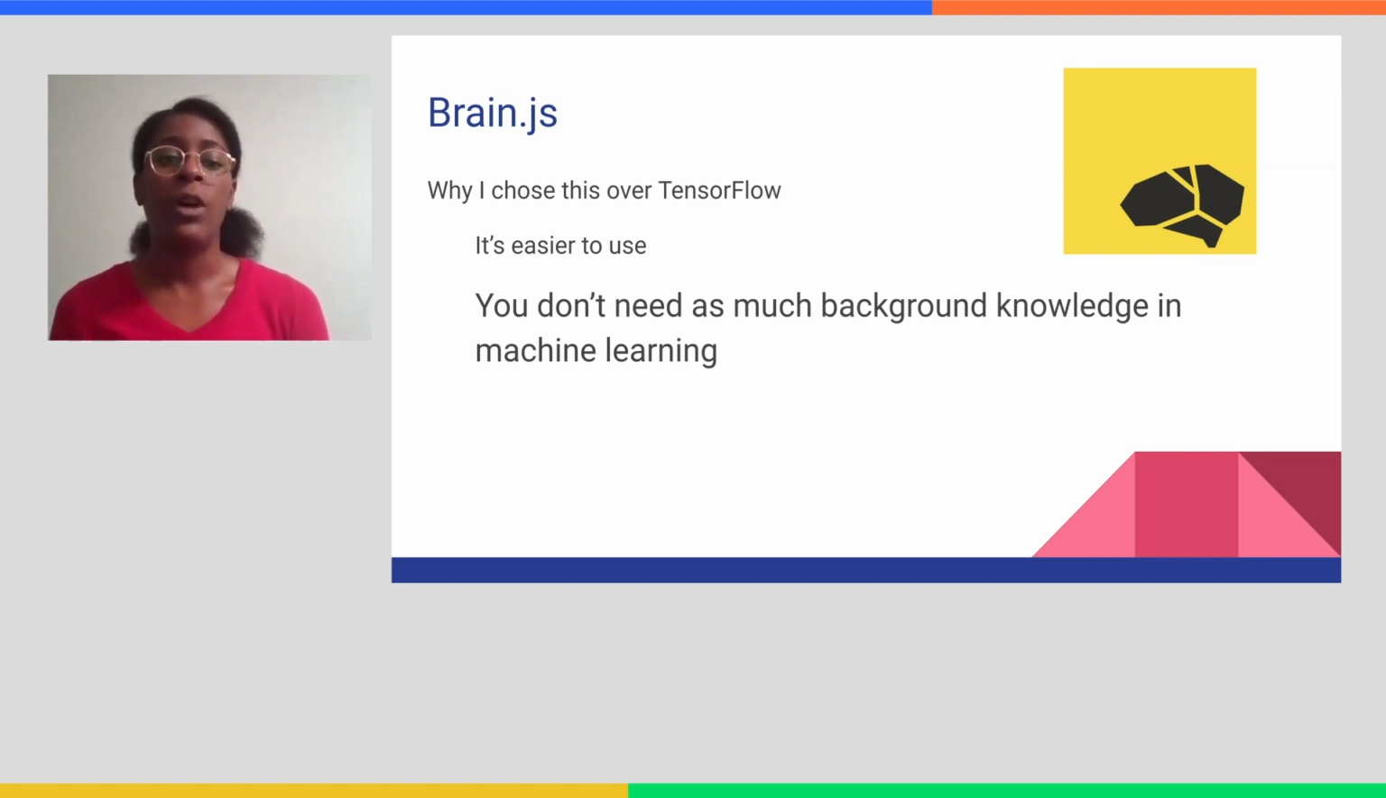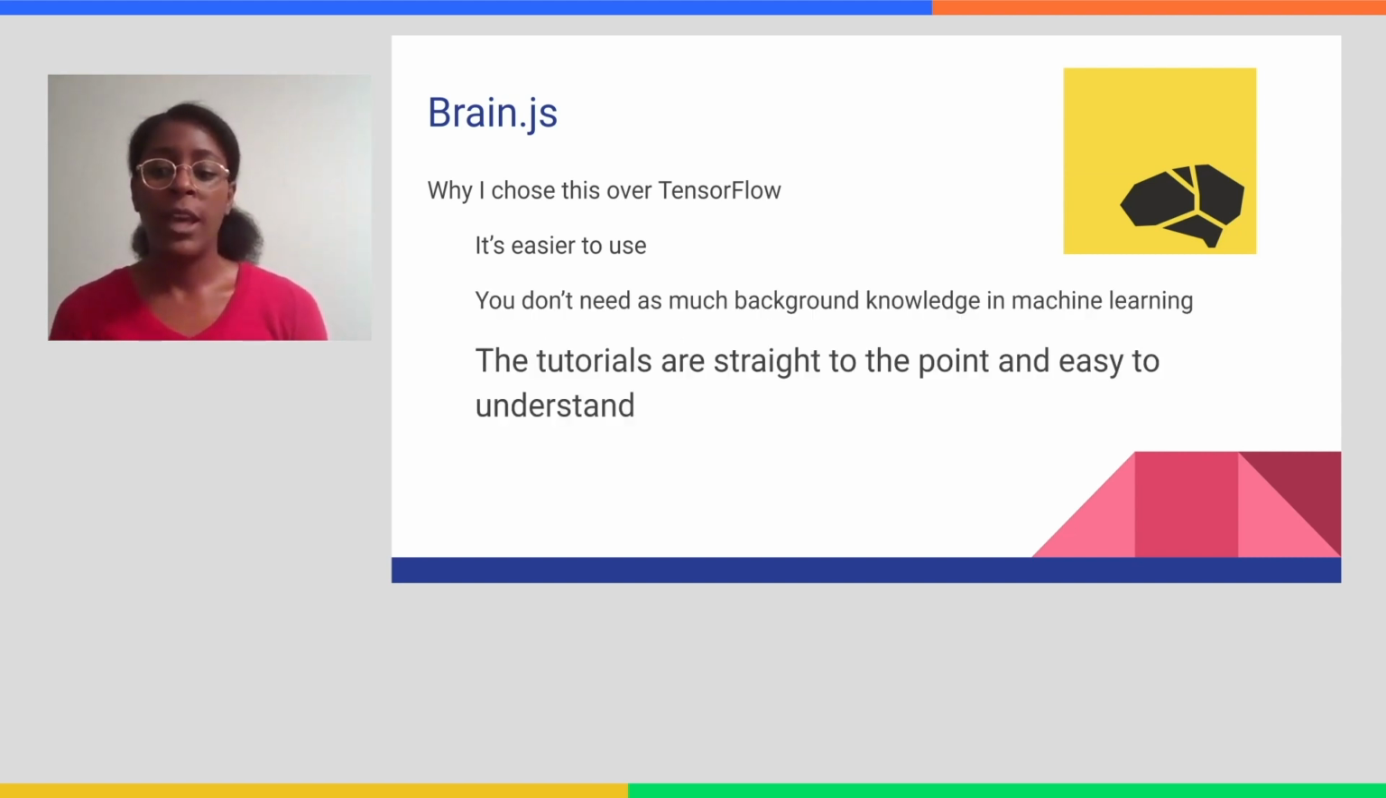Then with Brain.js, you also don't need as much background in machine learning. As long as you have your data and you know which algorithm you want to use, you don't have to know about the math or anything else behind it. You just have to know which methods to call. And then the tutorials for Brain.js are really straight to the point and easy to follow. So if you go through their tutorials, you'll find you have a few really cool, useful projects at the end.